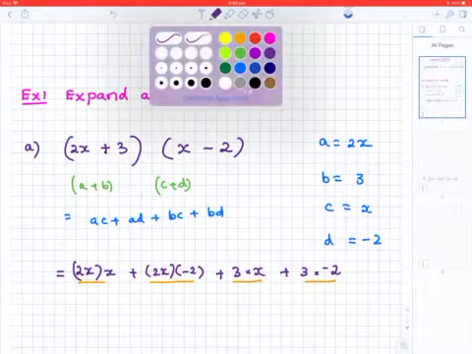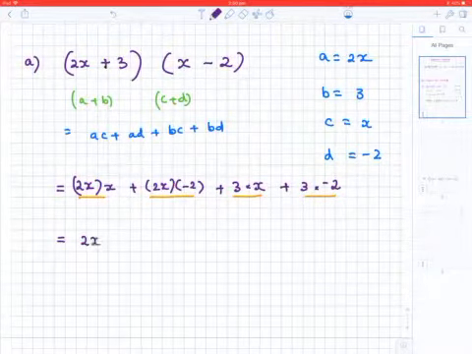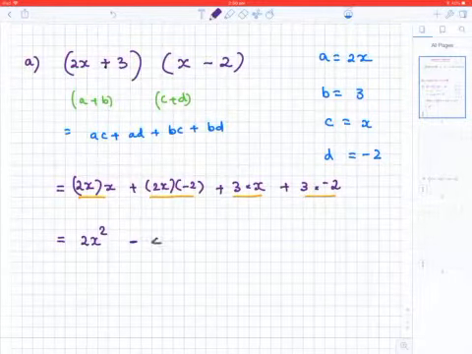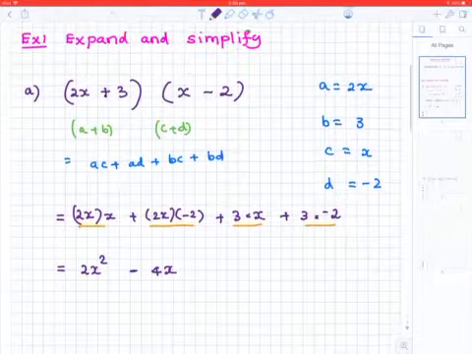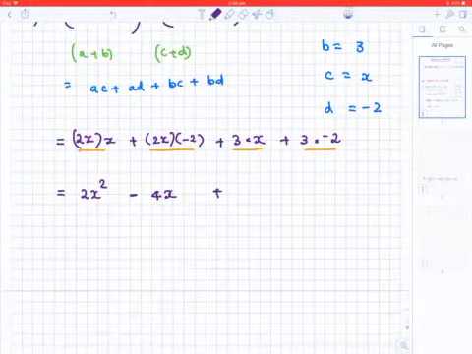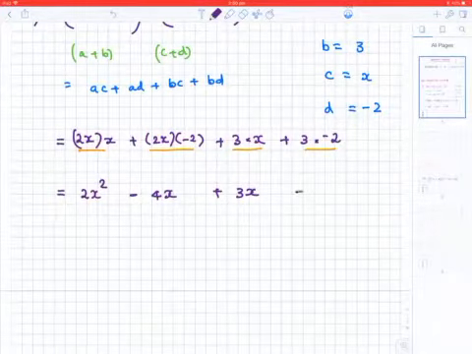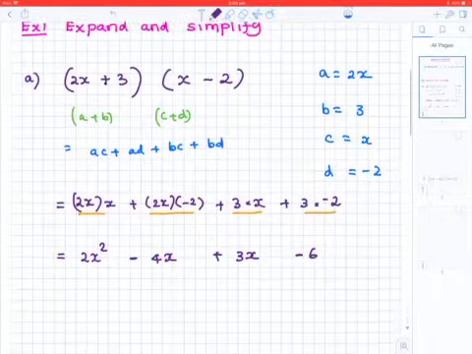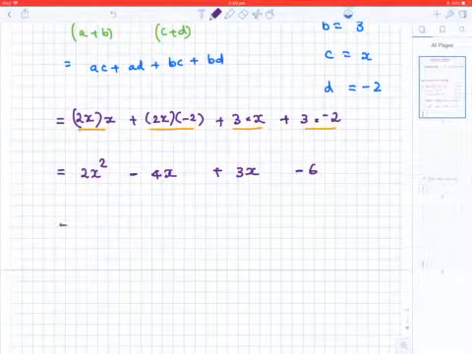Okay, so now I'm going to first expand, each term I'm going to make simpler. So when I do that, 2x times x becomes 2x squared, 2x times minus 2 becomes minus 4x, of course plus minus 4x, which is minus 4x. This becomes plus 3x, then plus minus 6 becomes minus 6.